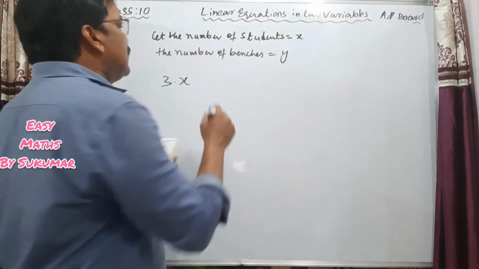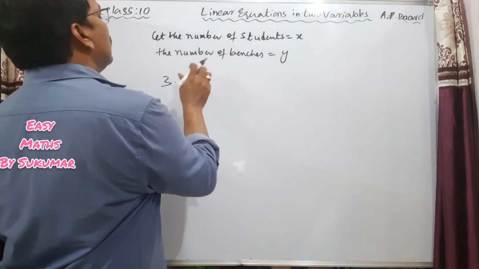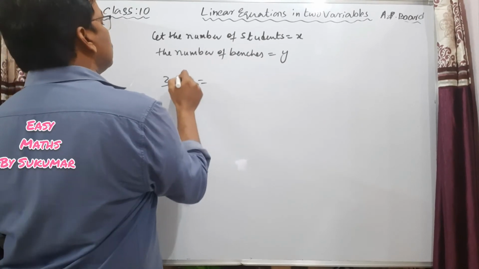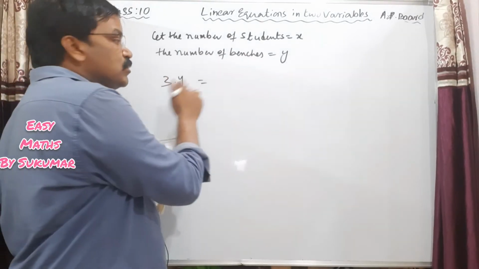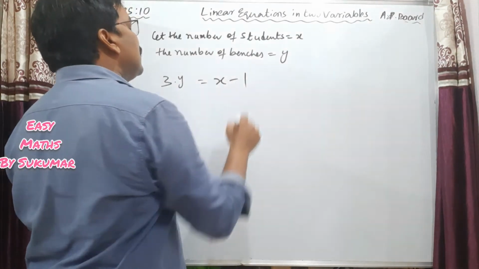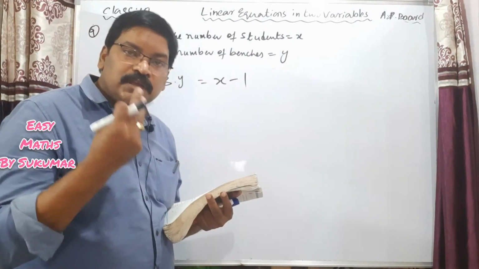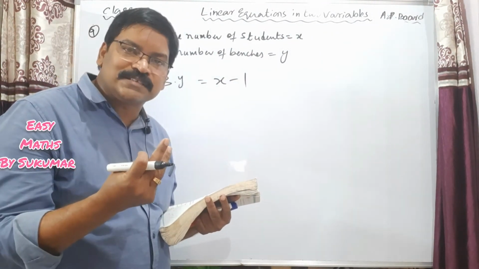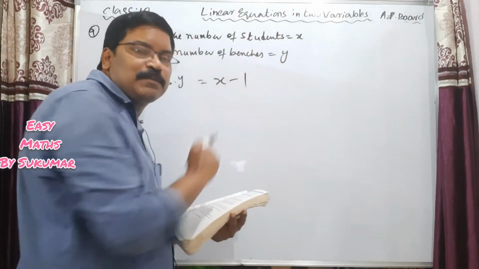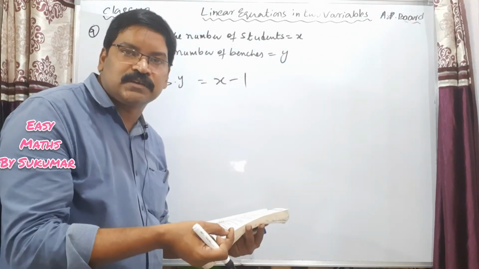One student will be left. That means the number of what? Here, the number of benches is y. So 3 students sit on each bench, one student will be left. That means x minus 1. If 3 are sitting on each bench, what? One student will be left. That means x minus 1.